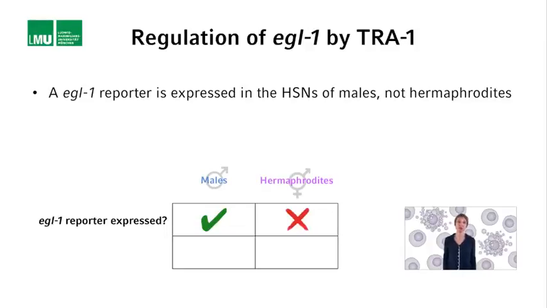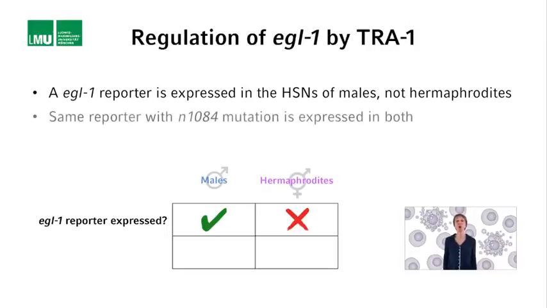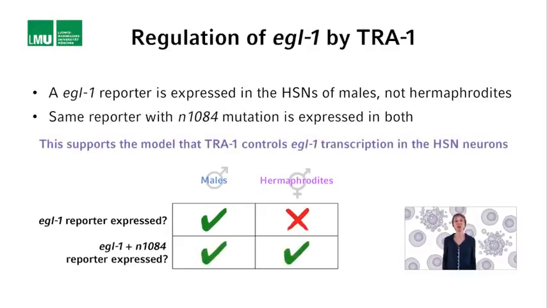not hermaphrodites. However, the introduction of the N1084 mutation into the TRA1 binding site 5.6 kb downstream of the AGO1 transcription unit in this reporter results in the expression of the reporter in the HSNs of both males and hermaphrodites. In the HSN neurons, AGO1 activity appears to be regulated at the transcriptional level. Is this true for the 131 cells that normally die during hermaphrodite development as well?